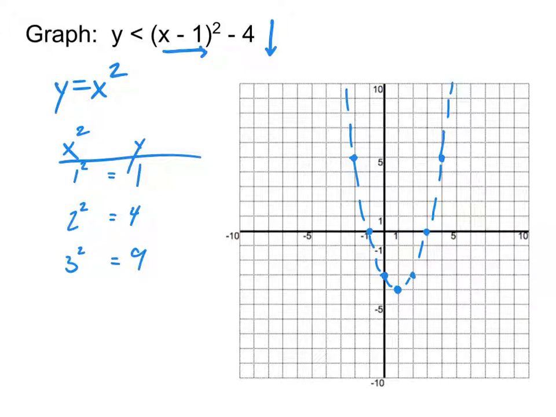Now that we have our parabola, we do have to do the one last step, which is our shading. Since that is a less than symbol, does that tell me to shade above it or below it? Below, exactly right. And so I'm going to be shading everything below my parabola on this one.